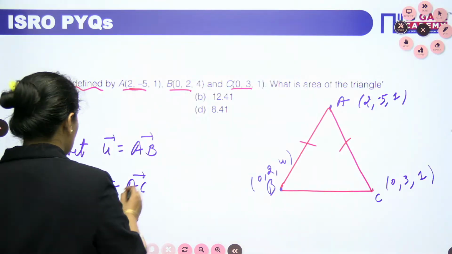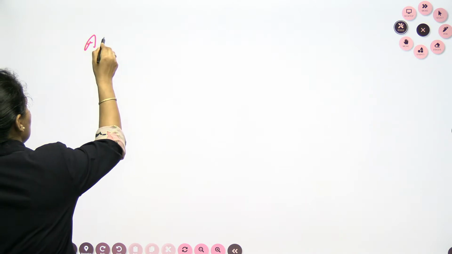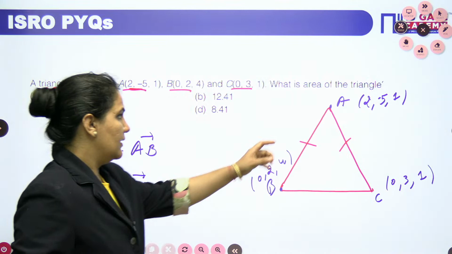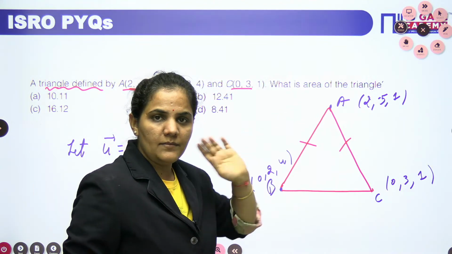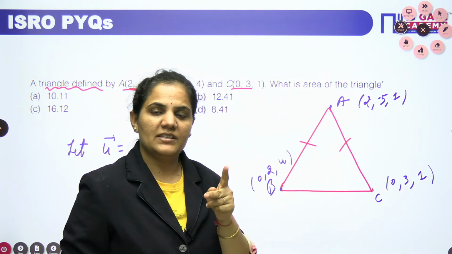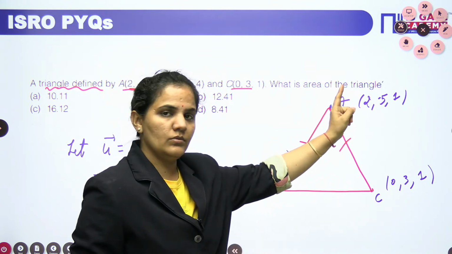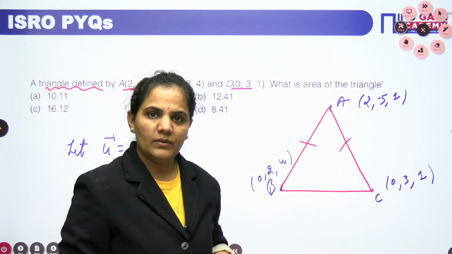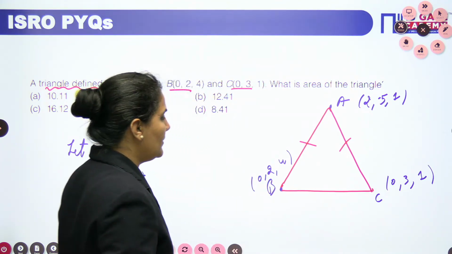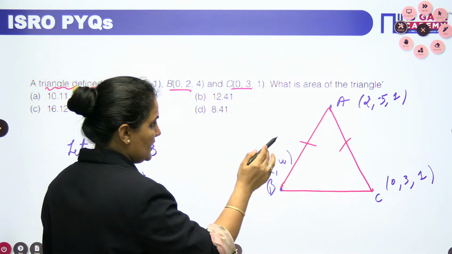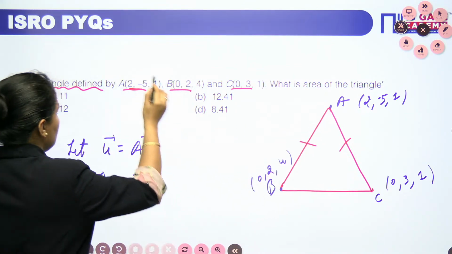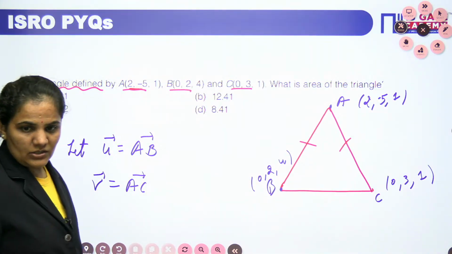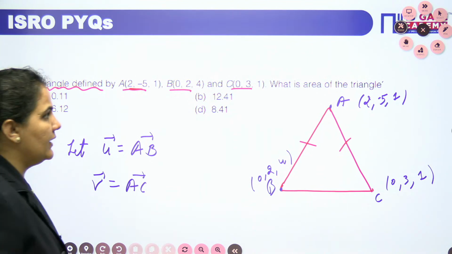So let's find the AB vector, which is nothing but the U vector. We need to find the vector between two points, with coordinates x1, y1, z1 and x2, y2, z2. It will be x2 minus x1, y2 minus y1, z2 minus z1, right? We have x1, y1, z1 as 2, -5, 1. So first it will be 0 minus 2, which solves the first coordinate.